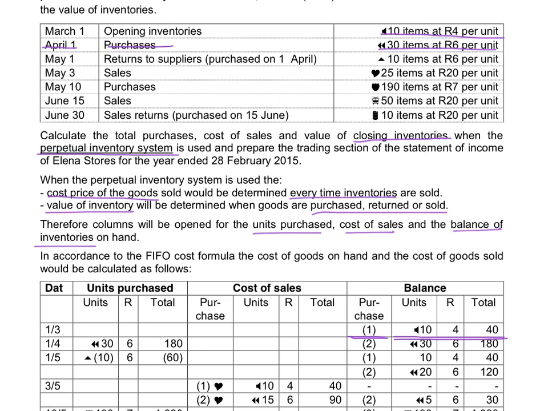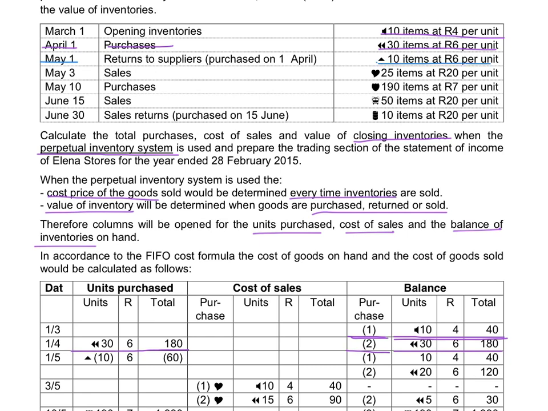So in the purchases column, I must indicate that the number of units increased with 30. The cost is R6 each, so the total purchases increased with 180 Rand. Now we've got a group 2 that we will sell secondly, that consists of our purchases on the 1st of April. On the 1st of May, we return some of these goods that we purchased on the 1st of April.